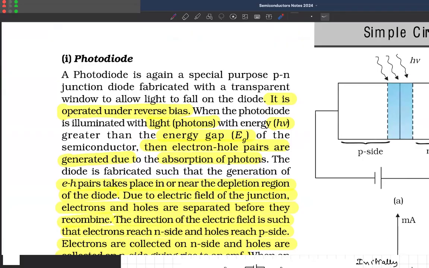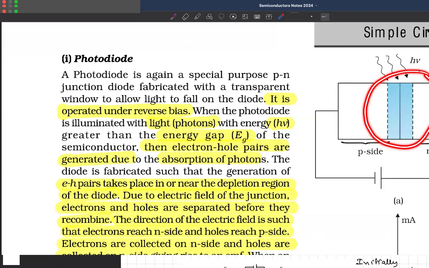Photodiode. It is basically a PN junction diode, and it is fabricated with a transparent window. Why? It is supposed to be exposed to light. Remember, you are exposing light not to the entire diode. In fact, you are exposing the light to the depletion region. The objective is exposing the light to the depletion region. Any doubt till this point?